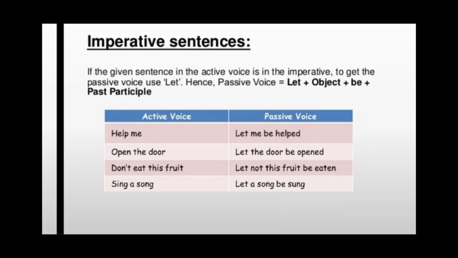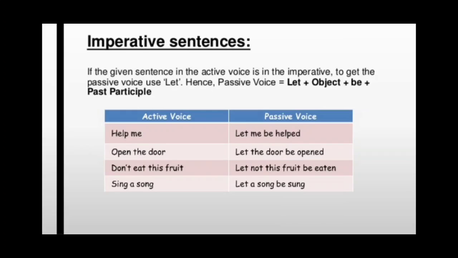Look at the tabulation here. Active voice, help me. In passive, you have to use the word let. Let me be helped. So that is the structure for passive voice from active to passive in imperative sentences, children. Next, look at the next example, open the door. In passive, let the door be open.